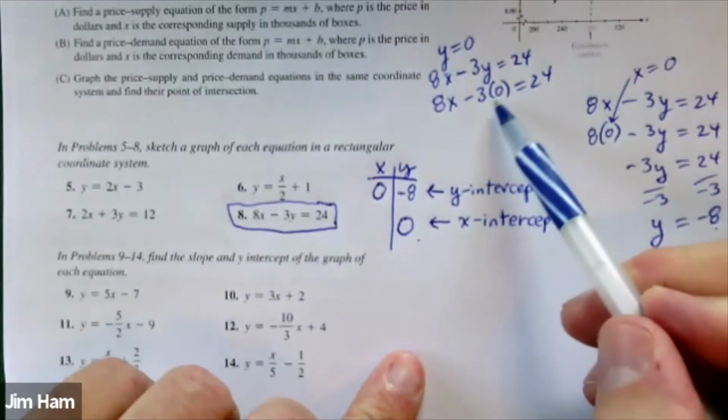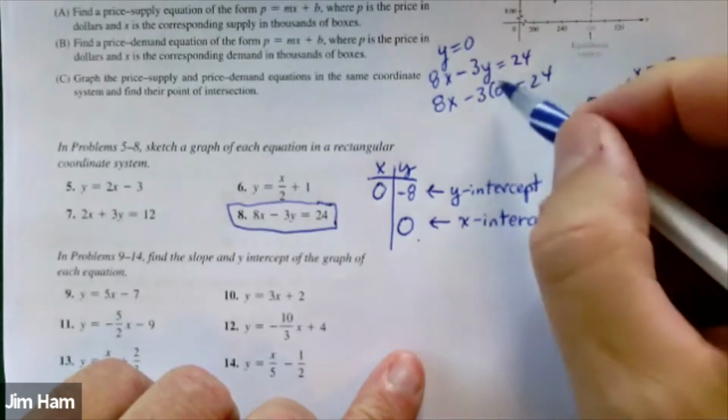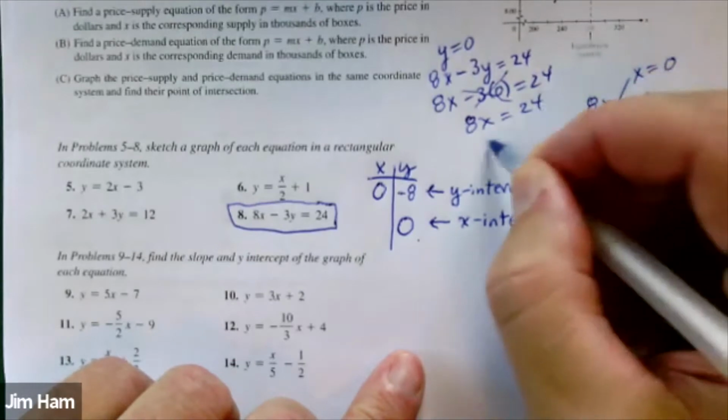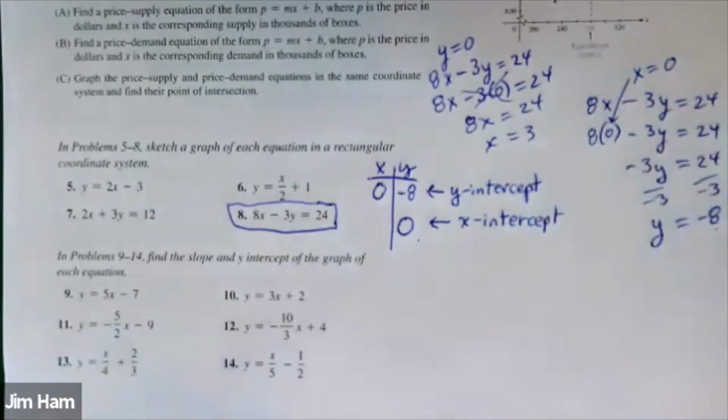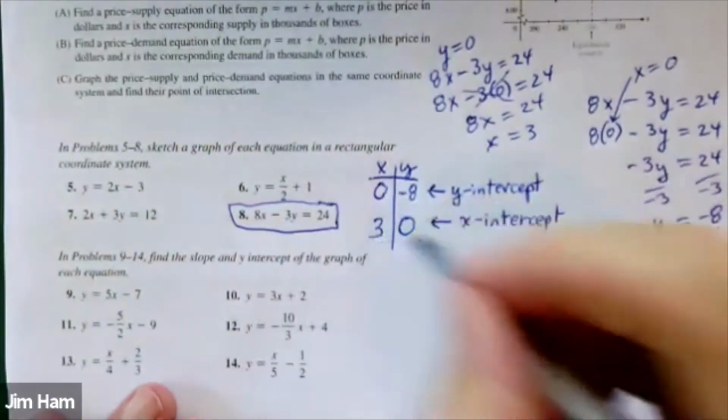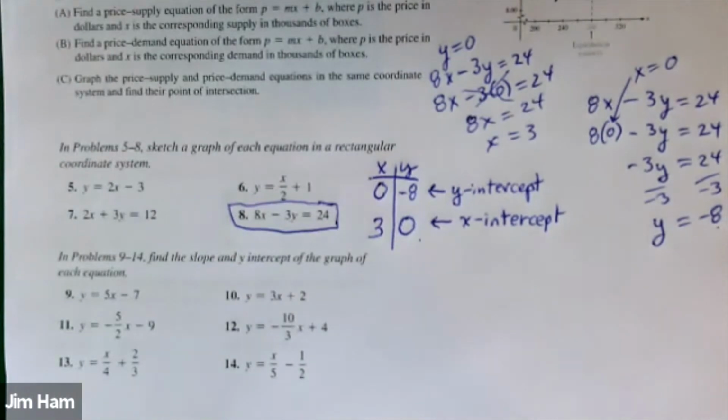And 3 times 0 is 0, so that whole term just goes away. And you get 8x equals 24, and it turns out that x is 3 because 8 times 3 is 24. So when y is 0, at the same time x is 3, and that gives the other point. Now you can go all day like this and just start choosing new x's and calculating the y, or choose new y's and calculating the x, and you'd generate a lot of points. But we really only need 2 points to graph a line.